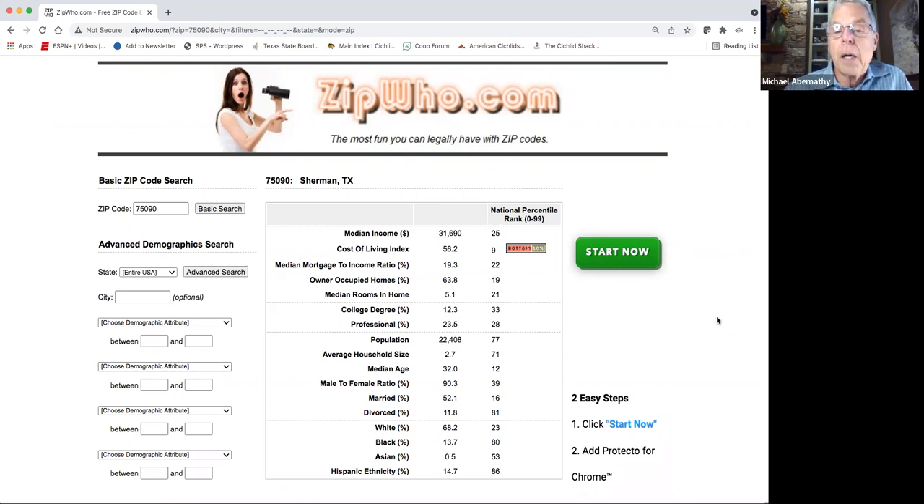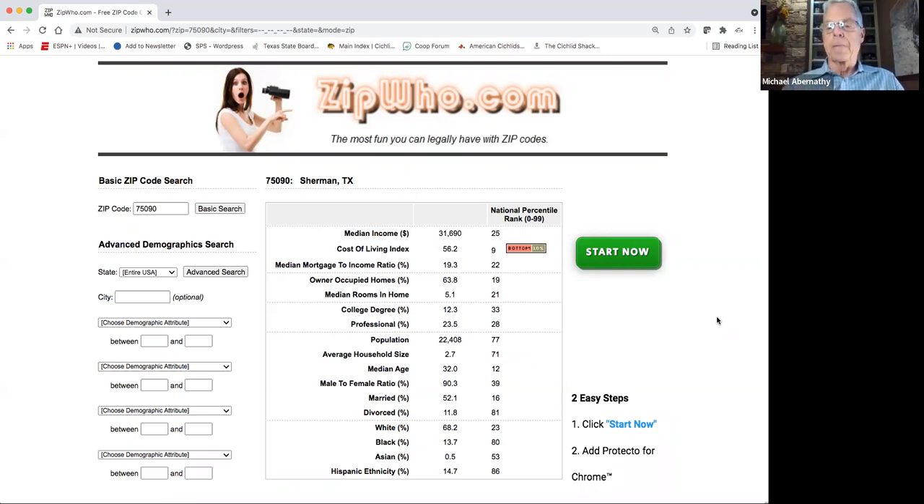Okay. Median mortgage to income ratio. Average in the United States is 22%. So houses don't cost much there. So again, it's 19% instead of 22. That helps that income live there. Owner-occupied homes. Generally, I find it around 63 to 65%.